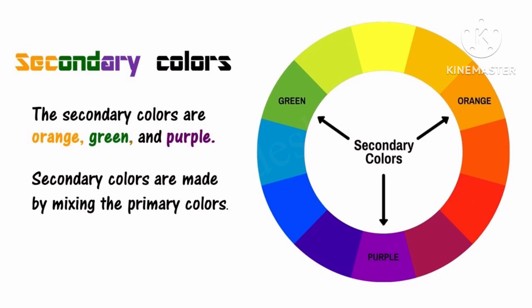So second we have secondary colors. Secondary colors are also 3 in number. So they are orange, green and purple. And secondary colors are made with the help of primary colors. Like you can see in the color wheel on the right side, that orange is made with the help of yellow and red. Similarly, purple is made with the help of blue and red, and green is made with the help of yellow and blue.